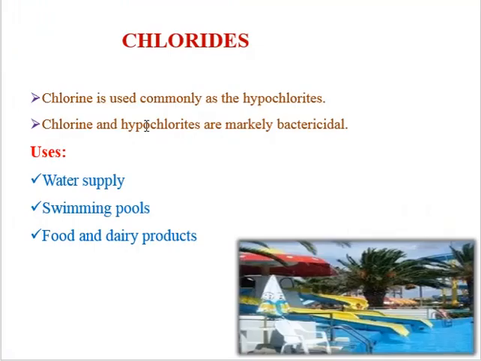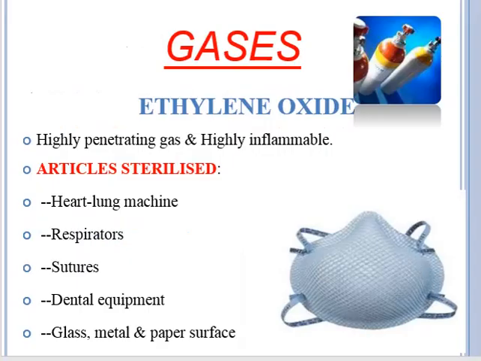And chlorine is commonly used as a hypochlorite. So chlorine and hypochlorites mainly have bactericidal action, and they are used in water supplies, swimming pools, and food and dairy products sterilization, cleaning. And if we talk about the gases, ethylene oxide is used in sterilization.